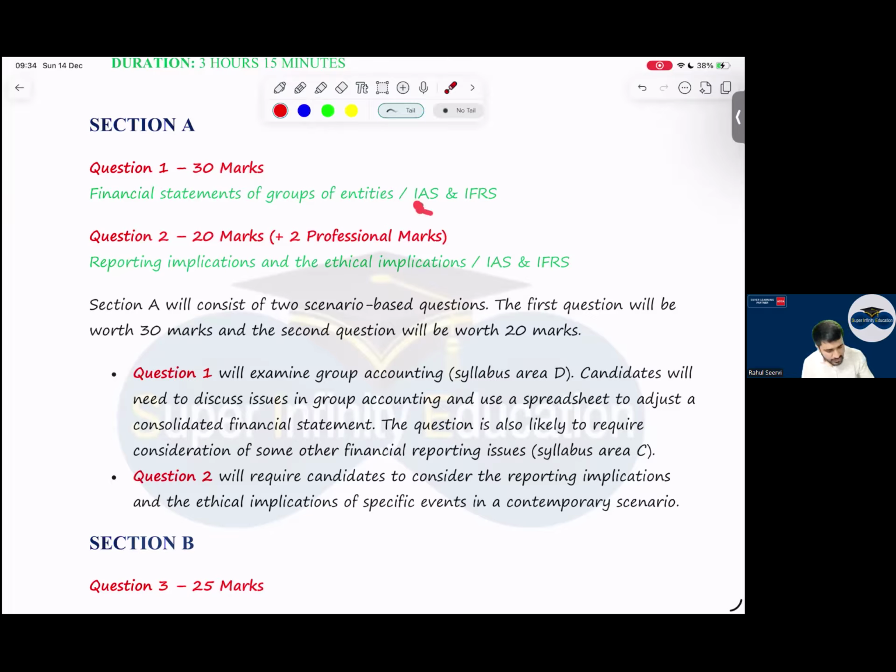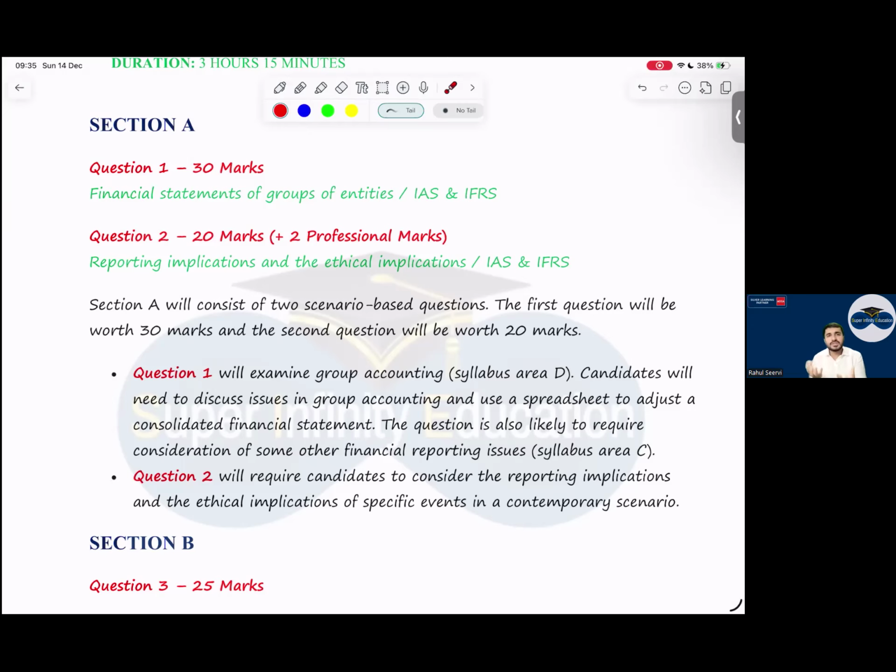Then IAS and IFRS. It's not that the entire 30 marks will be tested for your consolidation. I say max 25 marks or 24 marks. A lot of times we have seen that any small IAS and IFRS has been tested. Sir, what is IAS and IFRS? IAS and IFRS is the language to report about the company. Simple. When I want to report to the investors, to the stakeholders, I use the language known as what? IAS and IFRS.